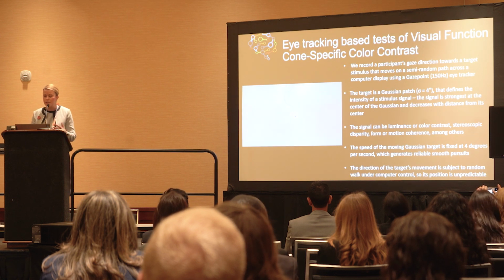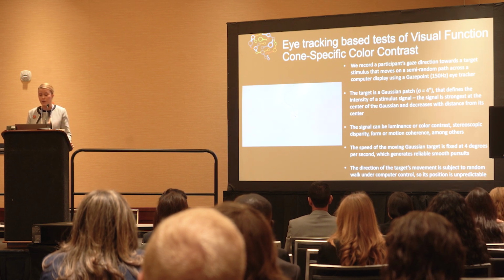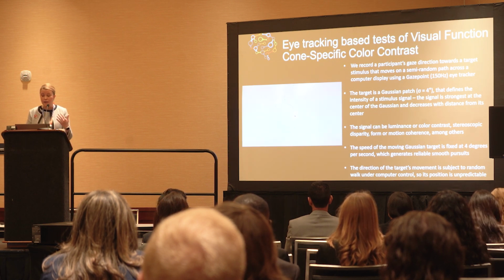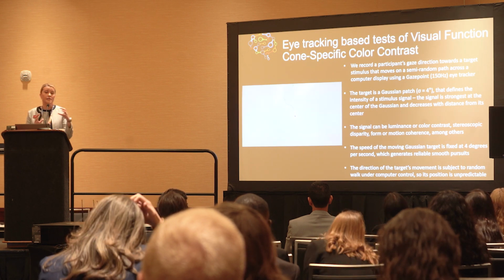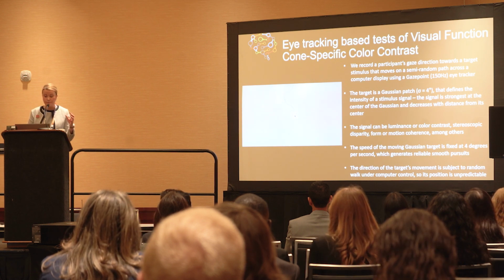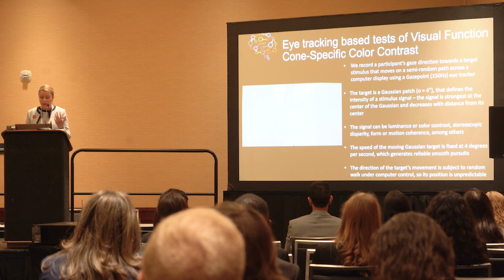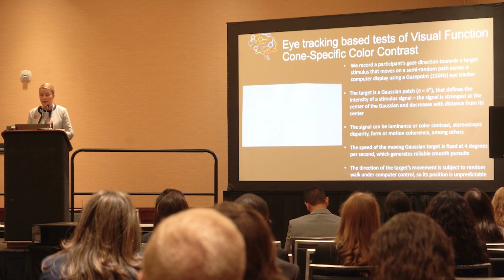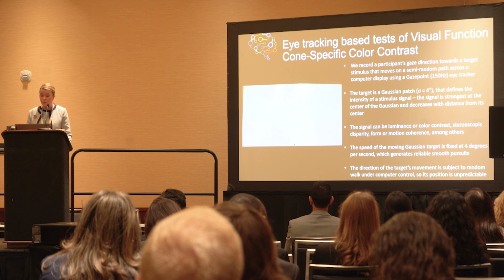We record our participants' gaze direction towards a target stimulus that moves in a semi-random path using a Gazepoint eye tracker. The target is a Gaussian patch that defines the intensity of the stimulus signal, and it decreases in intensity as it moves away from the center. This signal can be adapted. It can be luminance or color contrast, as is pictured here, or it can be stereoscopic disparity, form coherence, motion coherence, among others. The speed of the target is fixed at 4 degrees per second, which generates reliable smooth pursuit movements, and the direction of the target is random.